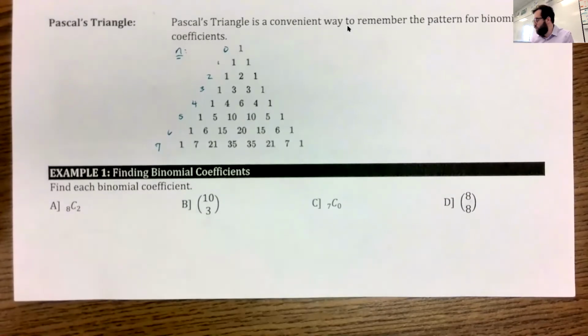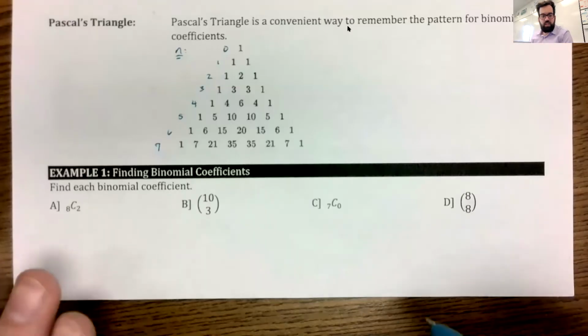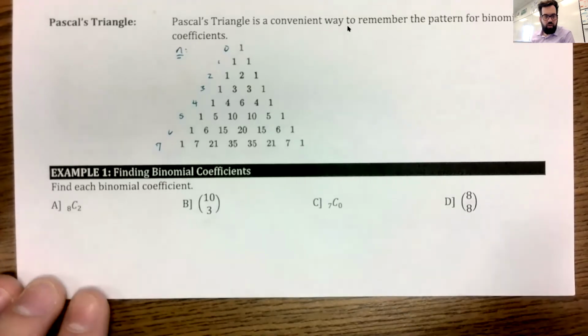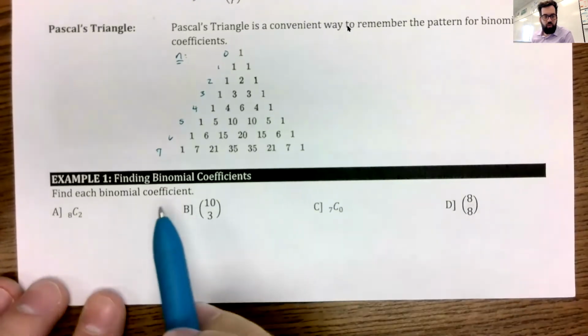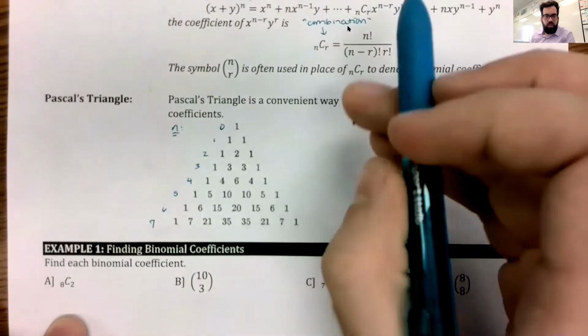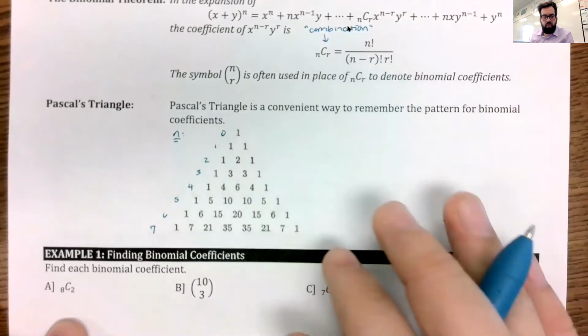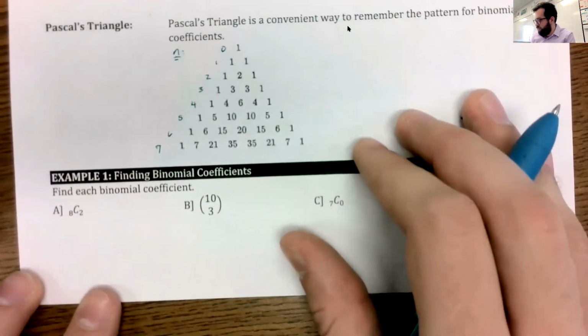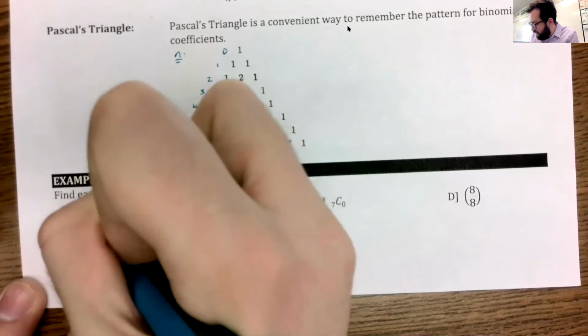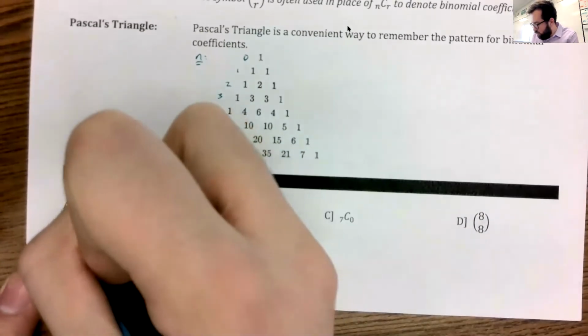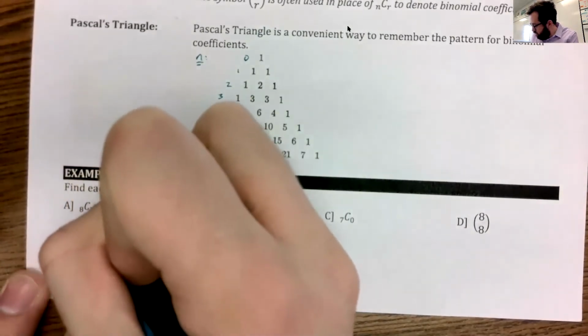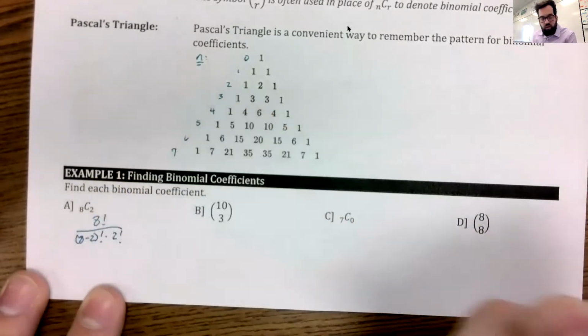Find each binomial coefficient. Let's try letter A, 8 choose 2, finding the binomial coefficient. Let's just think about the formula for now. So we have n factorial over n minus r factorial times r factorial. So in this question, we're going to have 8 factorial over 8 minus 2 factorial times 2 factorial.